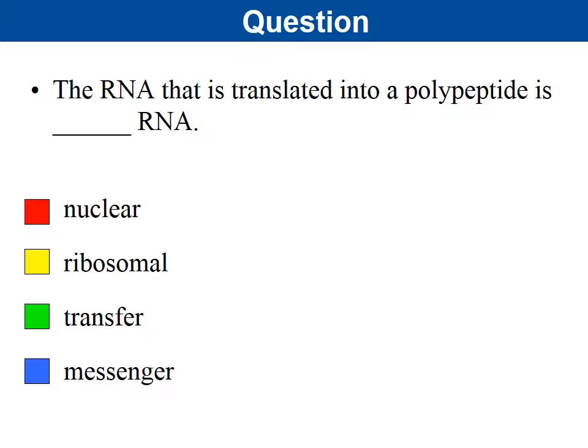And so a question for you. The question says that the RNA that is translated into a polypeptide is blank RNA. Red is nuclear, yellow is ribosomal, green is transfer, blue is messenger. So go ahead and pause it. Okay, think about your answer. And when you're ready, go ahead and turn it back on.